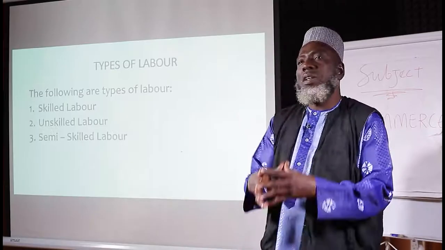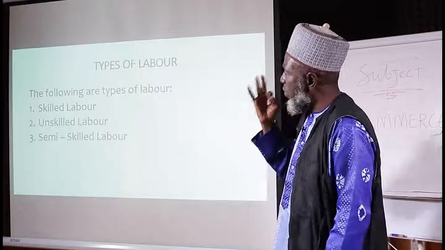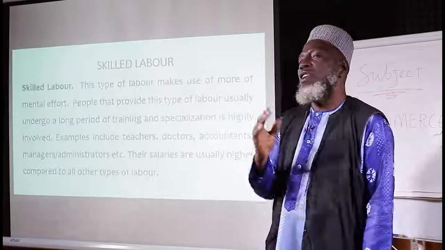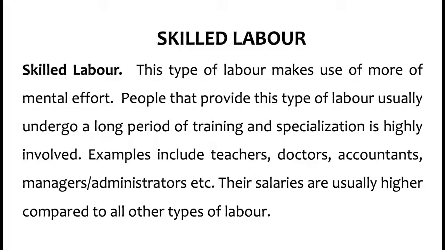Now we go to talk about the types of labor. We have 3 different types of labor. Number 1 is skilled labor. Number 2, unskilled labor. The last one, semi-skilled labor. We'll look at them one by one. The first one, which is skilled labor, is the type of labor that makes use of more mental effort. It is more of mental effort.